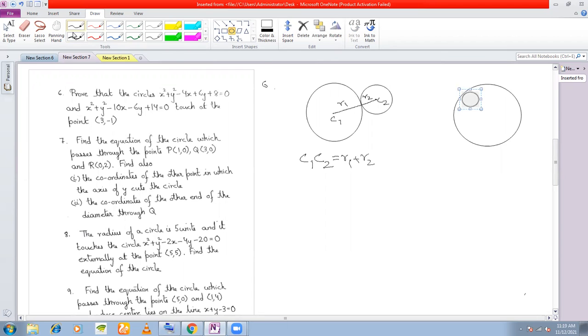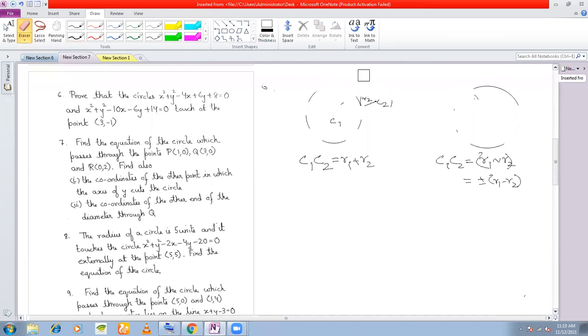If the circles touch each other internally, then what happens? If you have C1 and C2 as your centers, then the distance between the centers must be equal to the difference of the radii, right? That is R1 minus R2 or R2 minus R1. Sometimes this is also expressed as plus or minus (R1 minus R2), right? This is what I told you, if you remember, back in class 10.